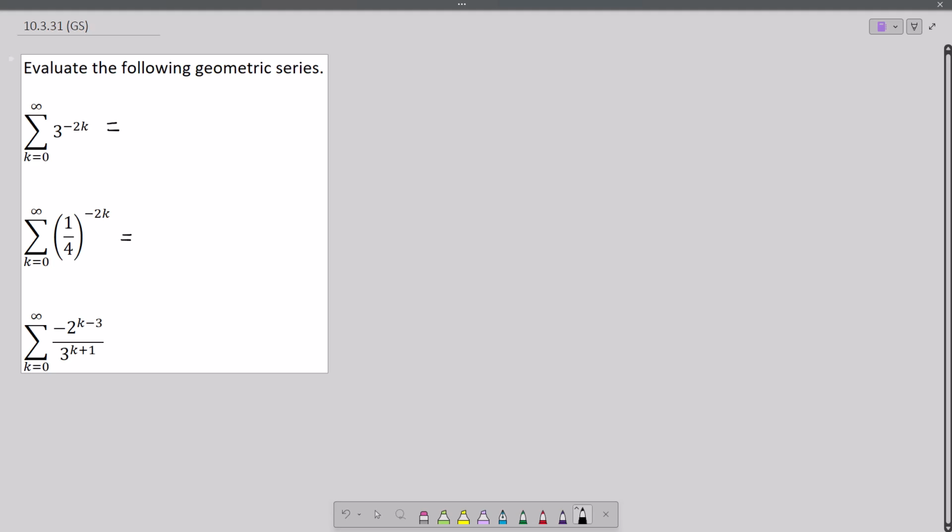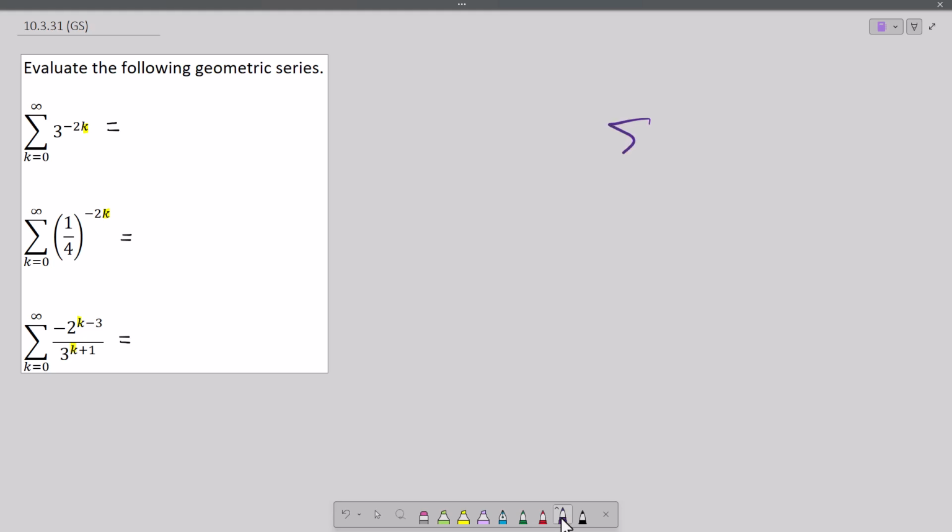These should all look like geometric series. Or if you just zoomed in on the sequence, geometric sequences. And that's because the k, the index, is up in the exponent position everywhere. That's what we mean by geometric: the k is up in the exponent position. But these are not in our standard form.